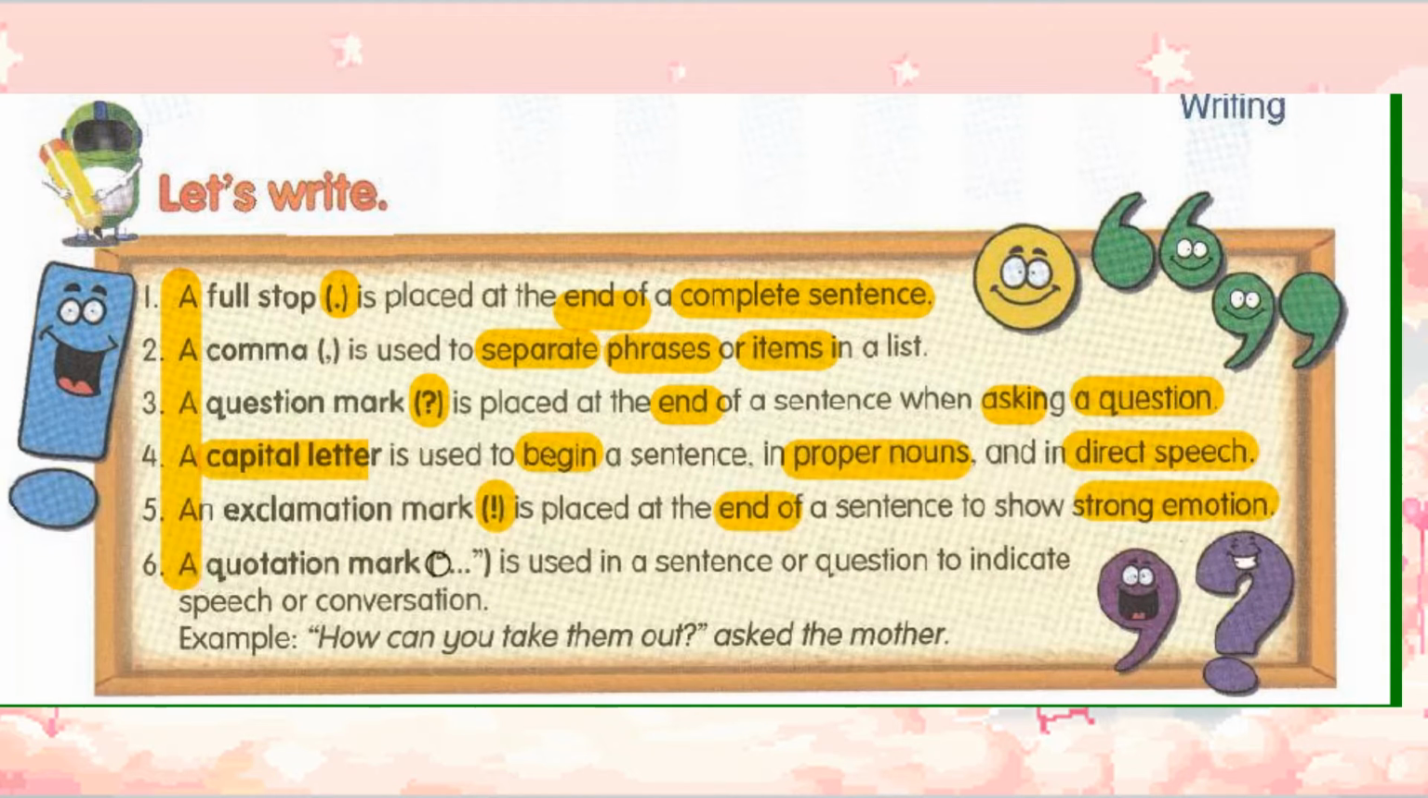And last but not least is quotation mark. Quotation mark is like this. Double commas on the top of the words. It is used in a sentence or question to indicate speech or conversation. For example, "How can you take them out?" This is a question and you want to put it in to show the reader that this is the conversation between you and the mother. So you put this quotation mark over here and over here.